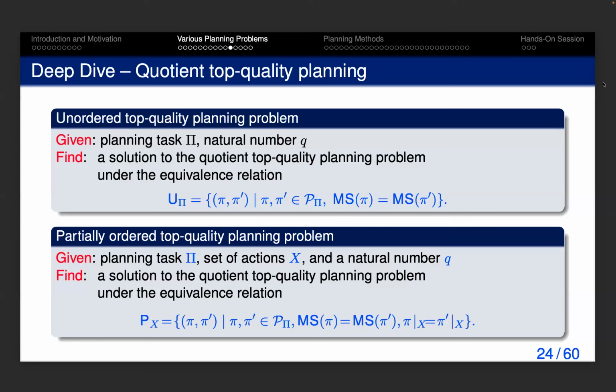So we want to be able to capture both of these plans, right? But we don't want to capture plans that are different only in other actions that are just maintenance actions, right? So then our equivalence relation changes, and in addition to having these plans be equivalent as multisets, we also require that when they're treated as sequences of actions restricted to the set X, they will be the same sequences. Okay.